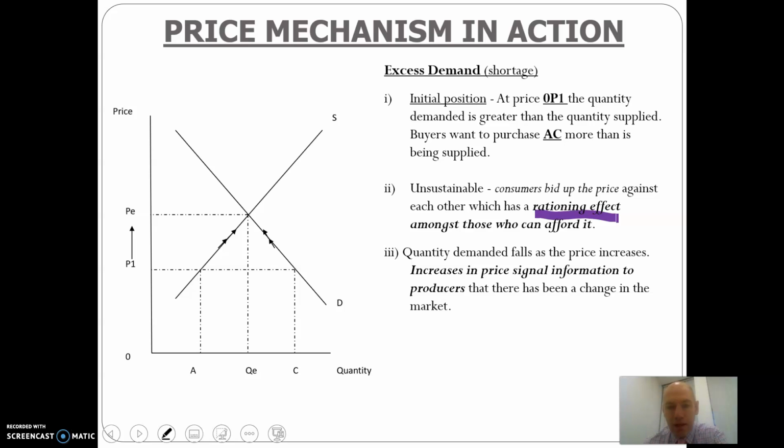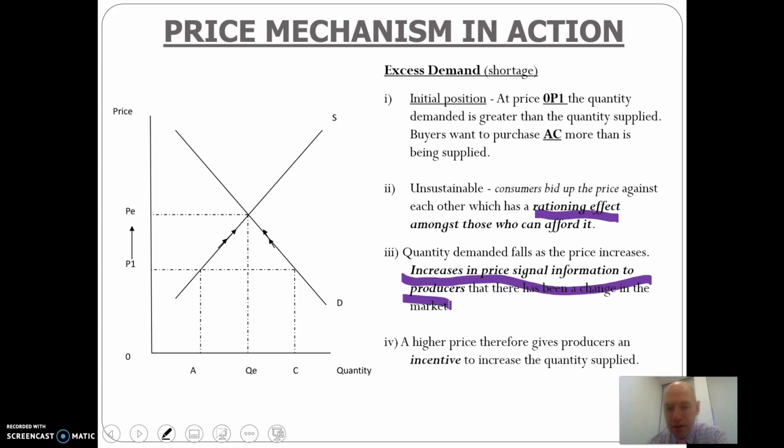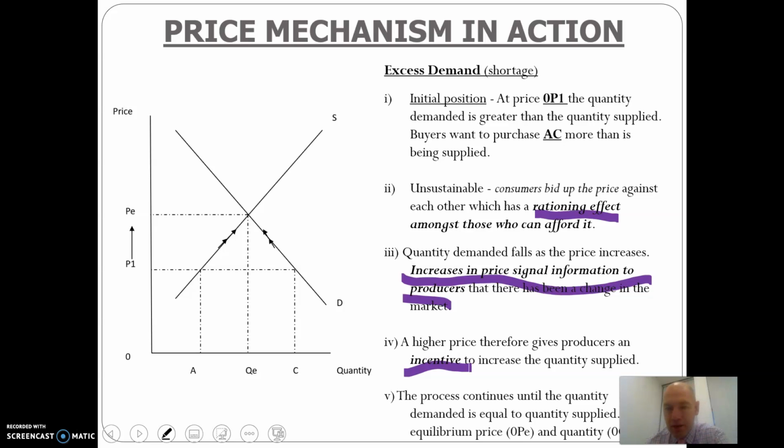Now, quantity demanded is going to fall as the price increases, and the increase in prices is going to signal to firms that there's been a change in the market, and the higher price is going to give firms the incentive to increase quantity supplied. And this process is going to continue until quantity demanded is equal to quantity supplied. And the new equilibrium will be at 0PE and 0QE. So you see the price mechanism in action, eliminating excess demand.